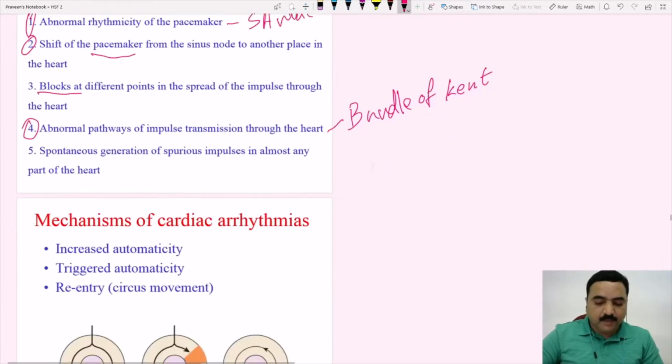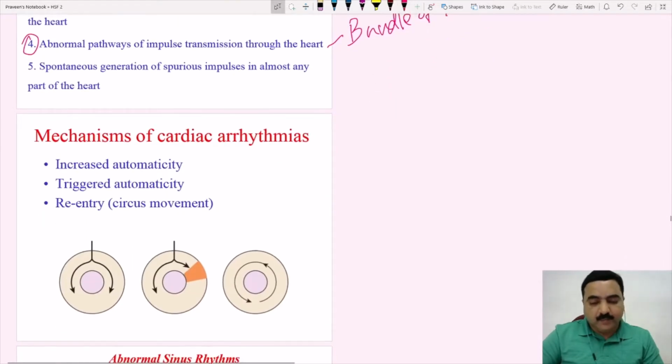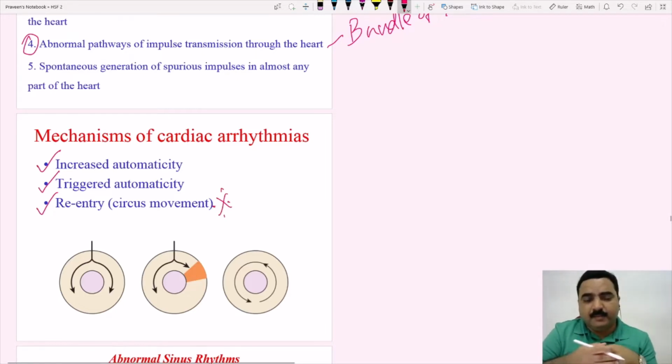So what is the basic mechanism? Either it is due to increased automaticity, or due to triggered automaticity, or mainly it is due to the re-entry phenomenon, the circus movement. This is very important. The circus movement is classically always asked in the exam. So let's discuss in a little more detail the meaning of this circus movement or re-entry phenomenon.